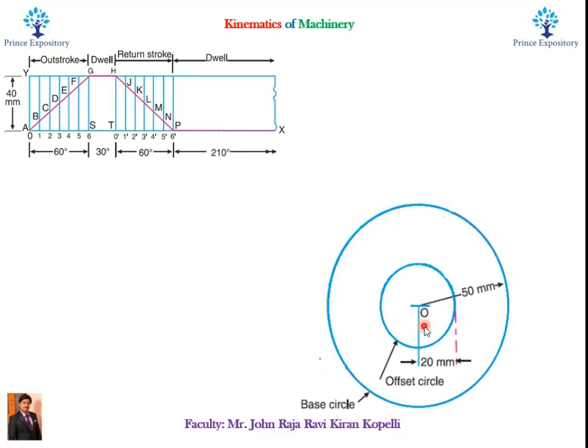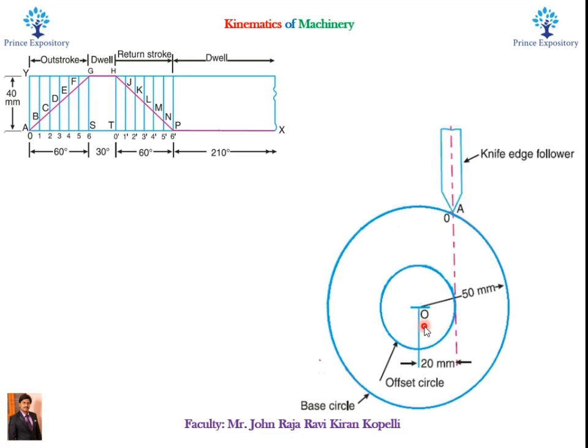Now keeping this offset circle in mind, we need to locate the follower exactly touching the side of the offset circle. Now this is the location of the knife edge follower. So that means this offset circle helps us to locate where is the contact point of the knife edge follower on the base circle. Now as the knife edge follower is in contact with the base circle, we will represent it as OA.